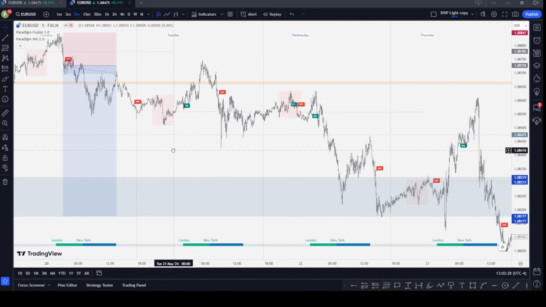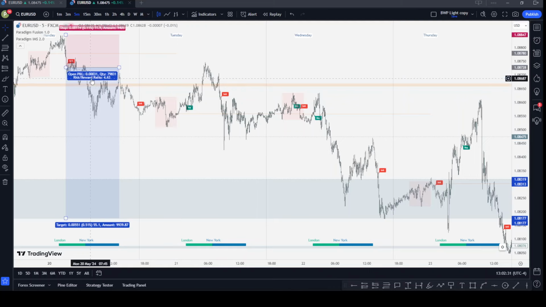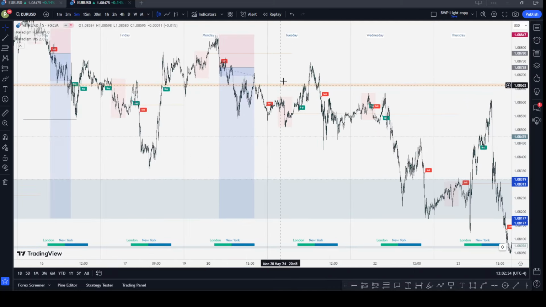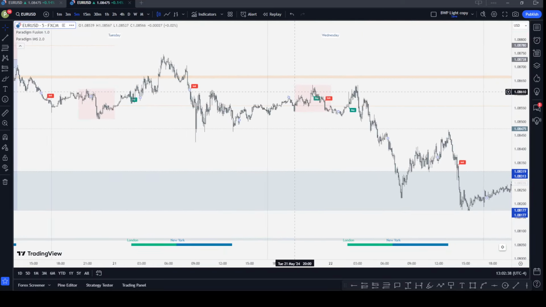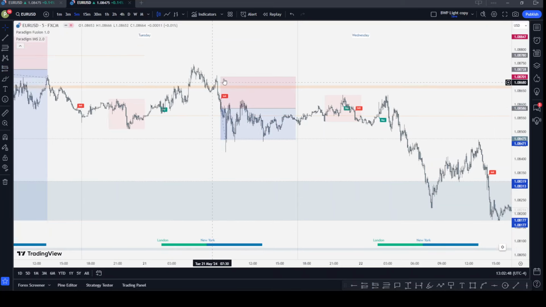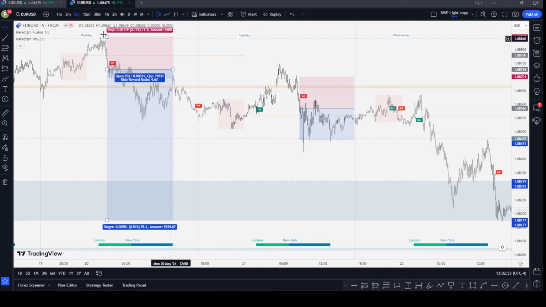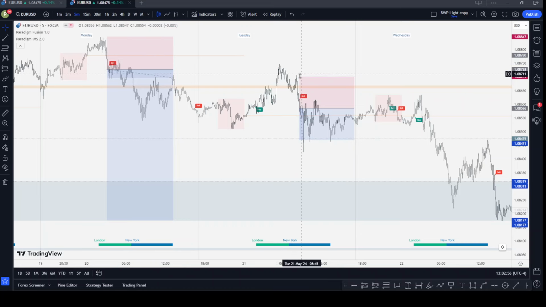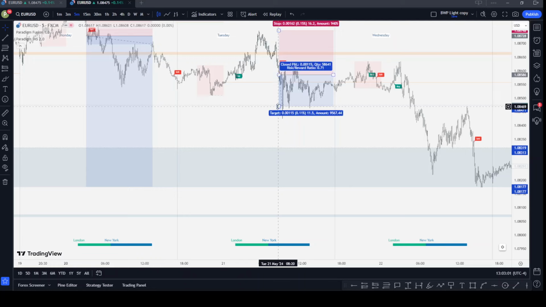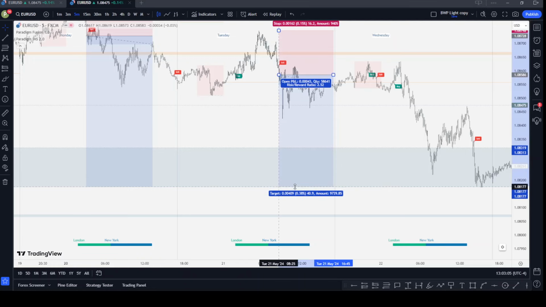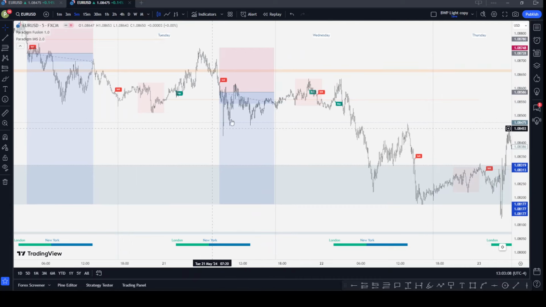Okay, so we have another short setup here. This is 8:30 New York time. So you could also take that short, right? Stop loss above the closest intermediate time high. So this is the intermediate time high, pretty much a similar setup to the previous day, and your target is going to be the new week opening gap we marked out on the weekly time frame.